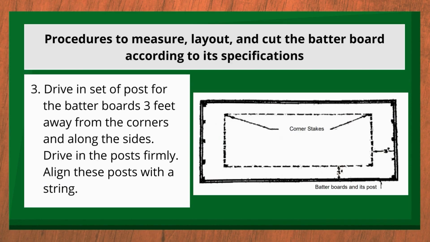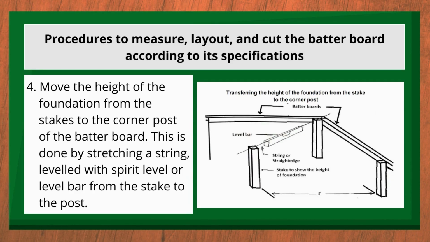Third, drive in set of posts for the batter boards 3 feet away from the corners and along the sides. Drive in the post firmly. Align this post with a string. Fourth, move the height of the foundation from the stakes to the corner post of the batter board. This is done by stretching a string, level with spirit level or level bar from the stake to the post.